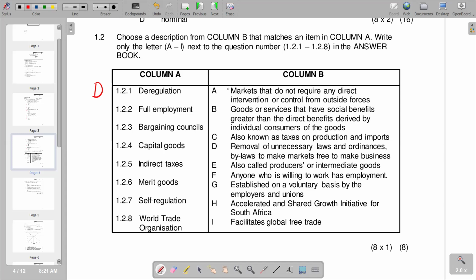When you look at the explanation within that context, column B, you'd see that if you go to F, anyone who is willing to work is employment. That is what we have. So you've got F here.